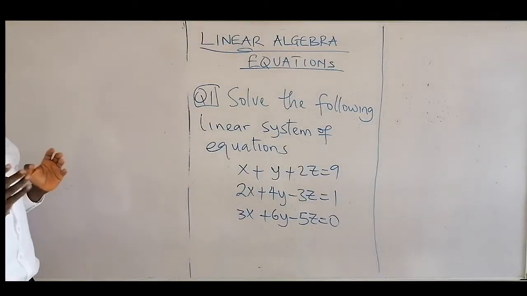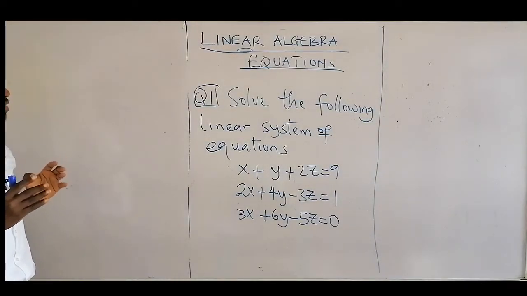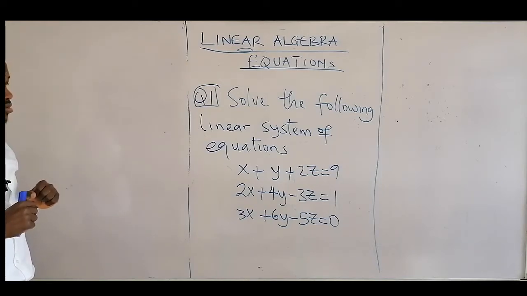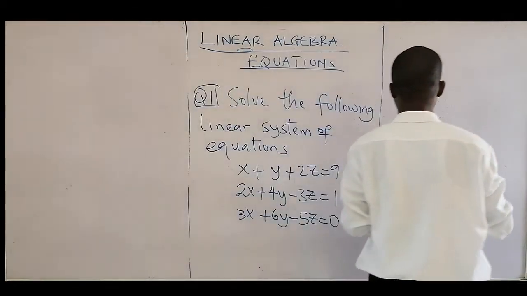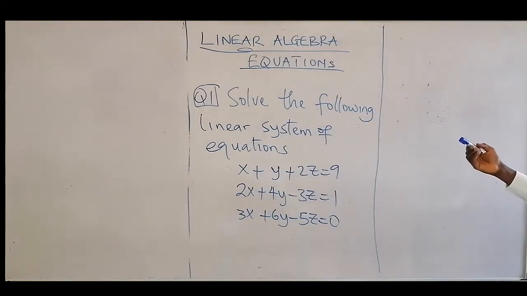We are looking at this question. Solve the following linear system of equations. And we have those equations. So the next thing to do now is, you can see the variables we have here are x, y, z. That means we have three unknowns, and that will be a 3 by 3 matrix.